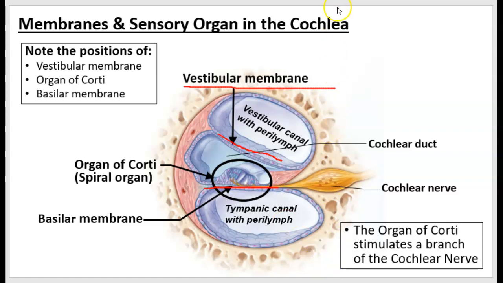Now it's this basilar membrane that has some cells that are connected to neurons. Those cells we've already learned are hair cells, but the hair cells are not individually placed on the basilar membrane. Instead, the hair cells are grouped together in a unique structure called the organ of Corti that's circled in this diagram. In some textbooks, the organ of Corti is called the spiral organ.